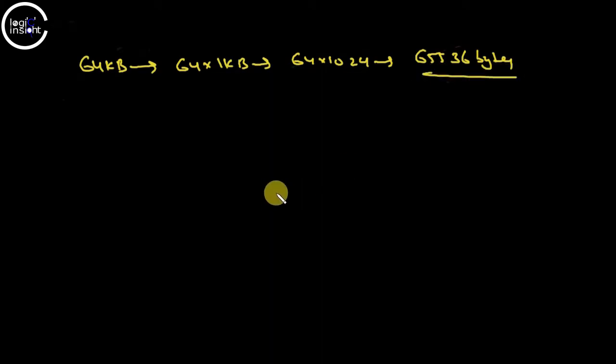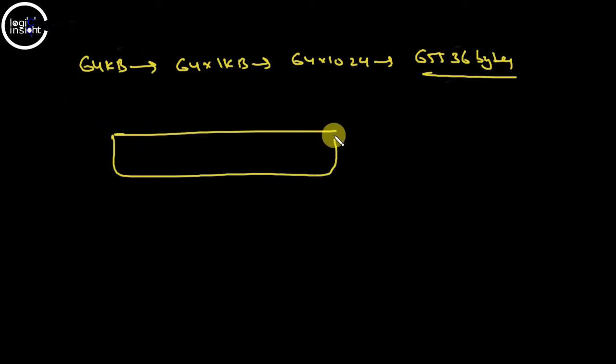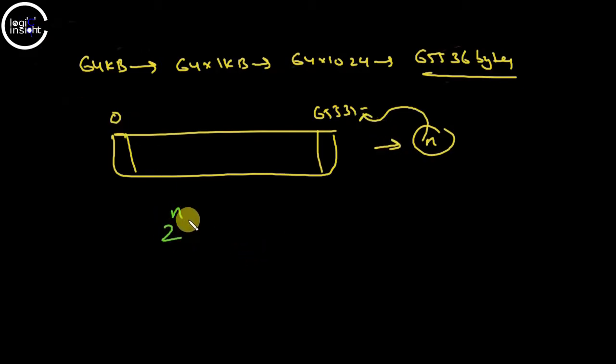Okay, now in order to represent this much memory, inside memory the starting is 0 and the last one is 65,535. Okay, so how many address lines are required so that I can access this memory location? 2 power n should be equal to 65,535.